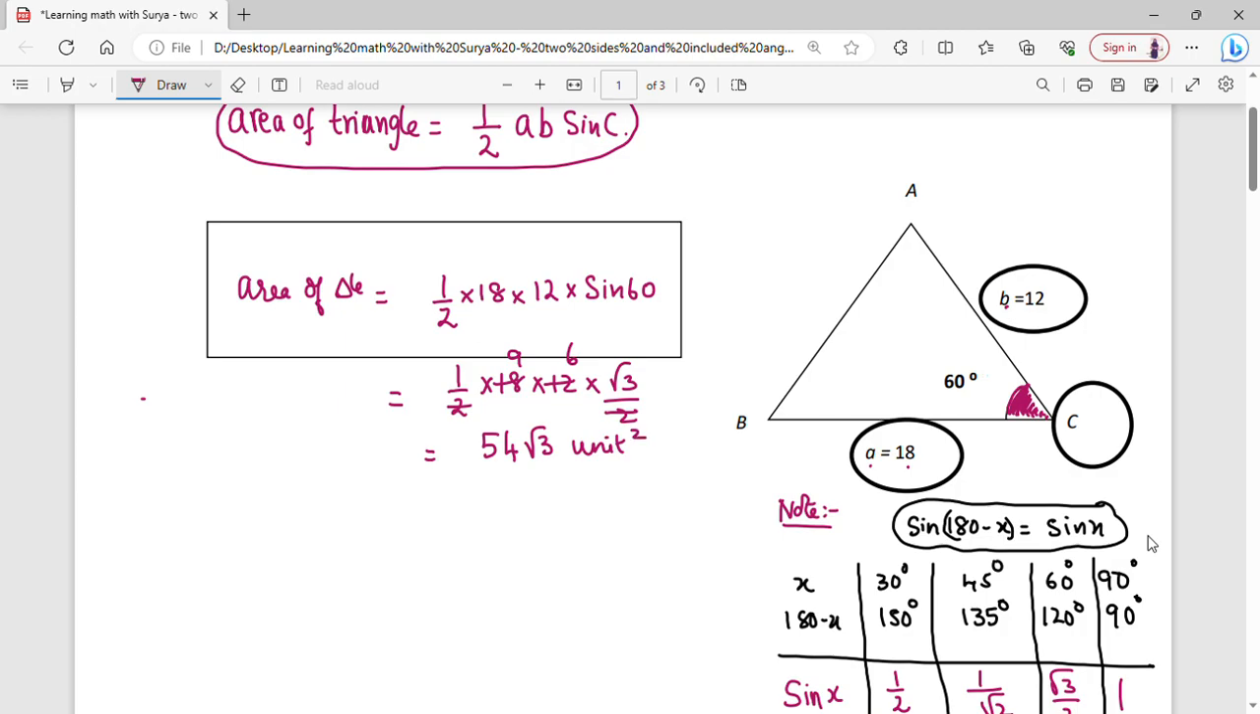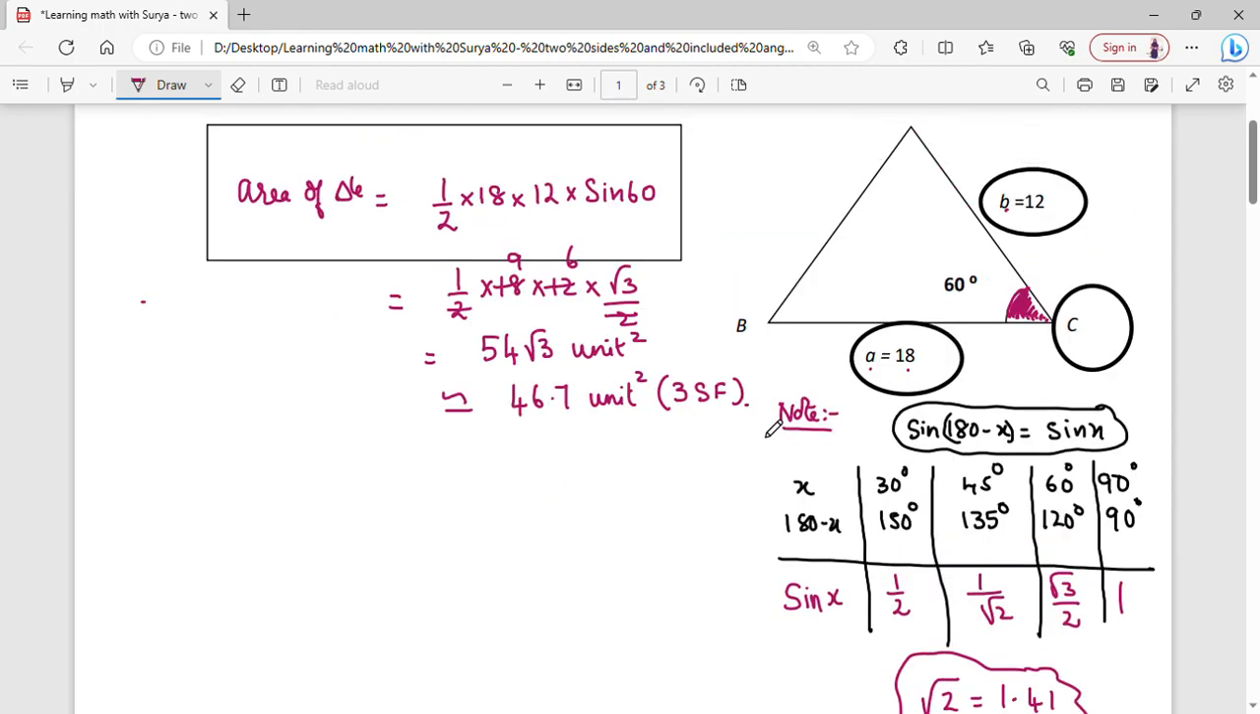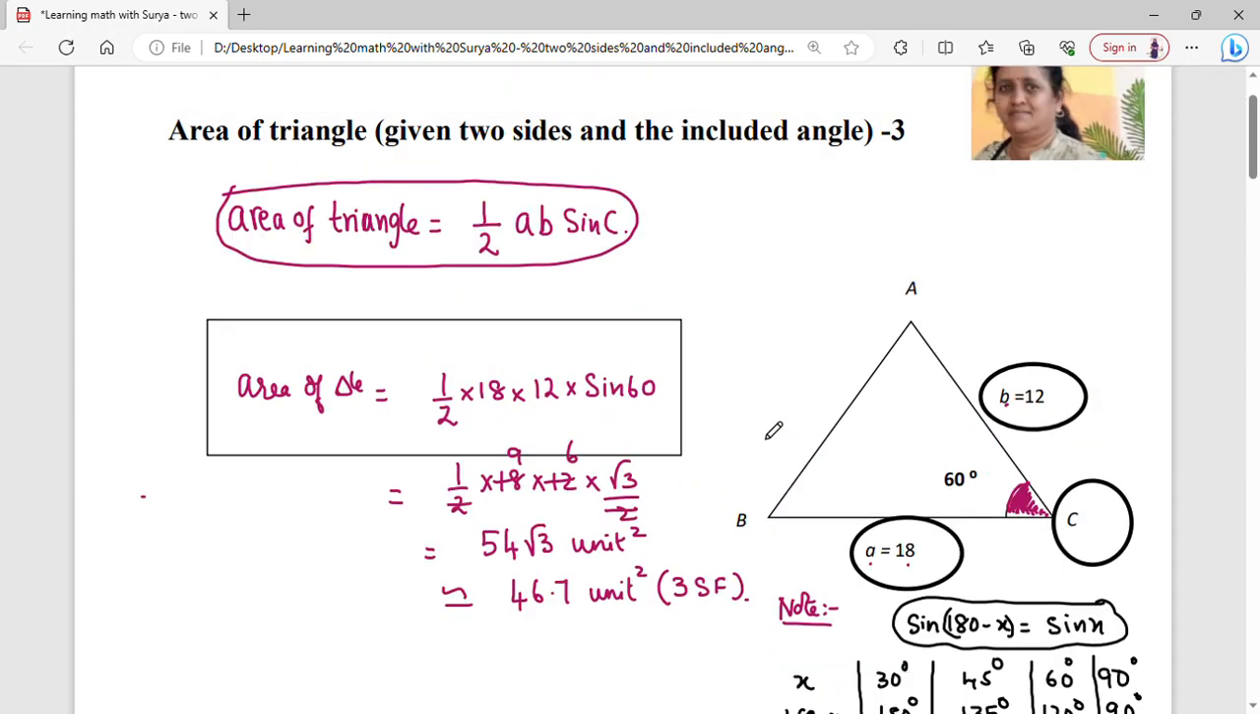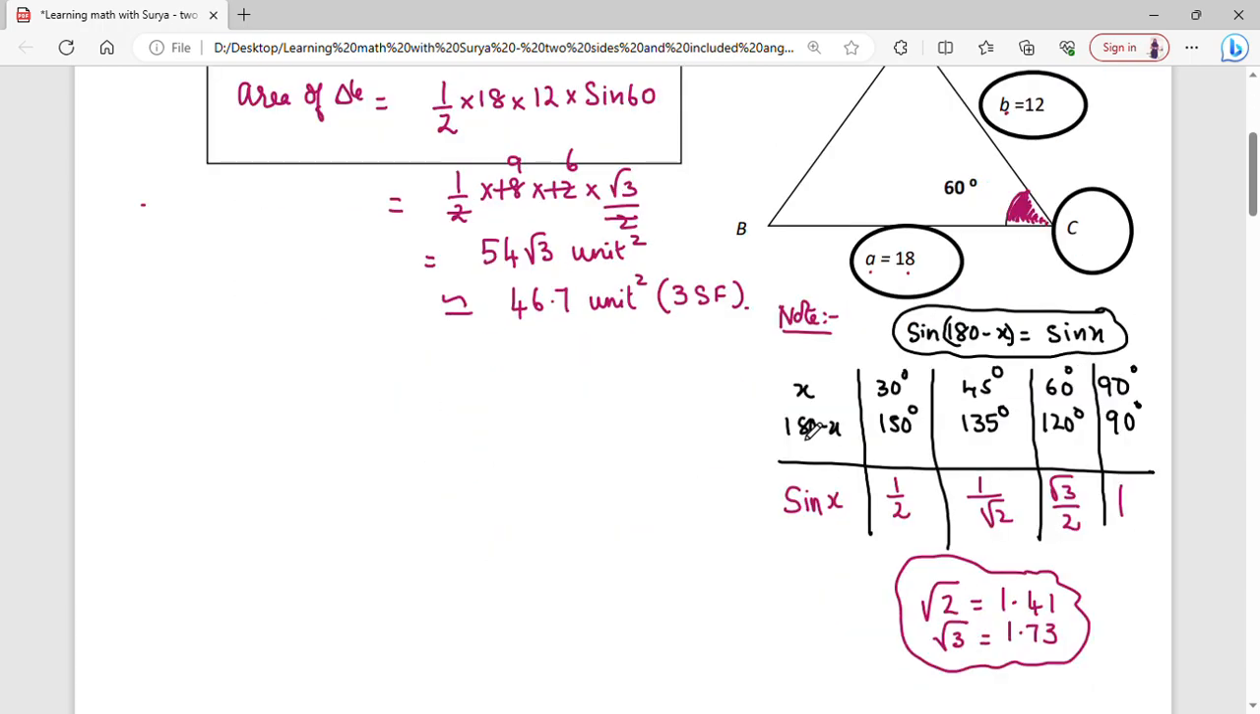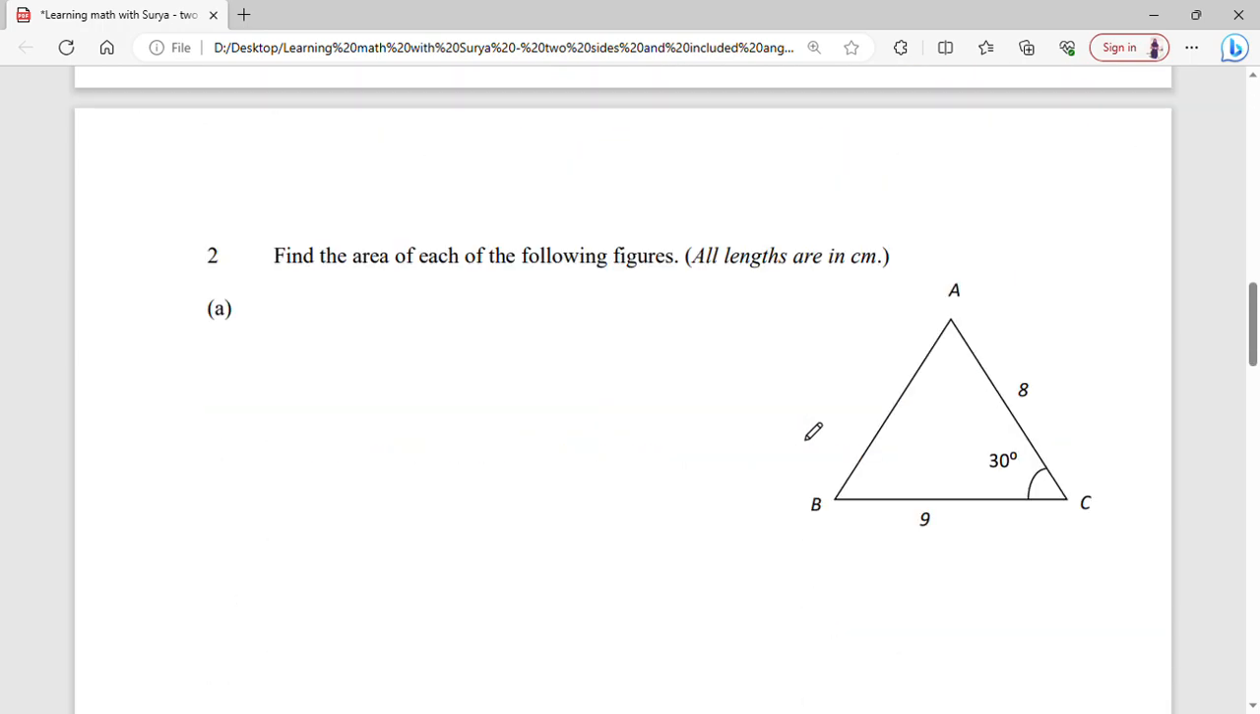Of course, if you use the value of root 3 and you calculate, you will get this to be approximately 46.7 units squared, which is 3 significant figures, right? So normally you give your answer in 3 significant figures. So root 3, as I told you, you will use this value 1.73 and then calculate. Alright. So this is the third type of finding out area of triangles using half AB sine C. Alright. Okay. Next, let's look at the next question.